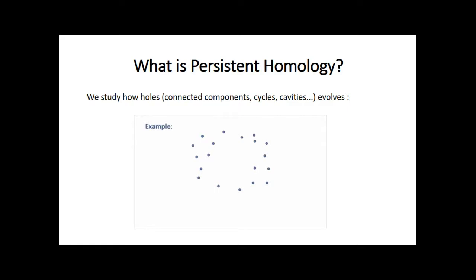With holes, I mean a different concept depending on the dimension. It can be connected components, cycles, or cavities, depending on the dimension. The good point of persistent homology, and that's also an explanation of how it has become so popular, is that it has a very good intuitive meaning, so you can intuitively understand it. Here is a video where you can see what I mean.